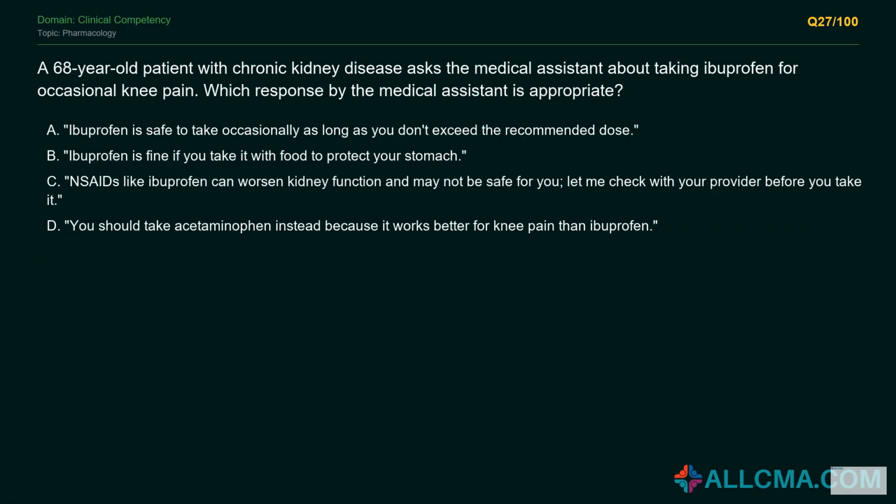Question 27. A 68-year-old patient with chronic kidney disease asks the medical assistant about taking ibuprofen for occasional knee pain. Which response by the medical assistant is appropriate?